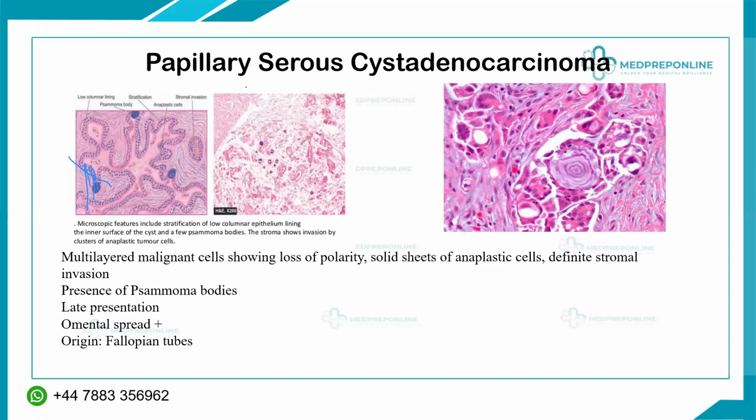Presence of psammoma bodies, and these patients usually present very late, hence they have a very poor prognosis. There's also omental spread, and origin of most of the serous cystadenocarcinomas is from the fallopian tubes.